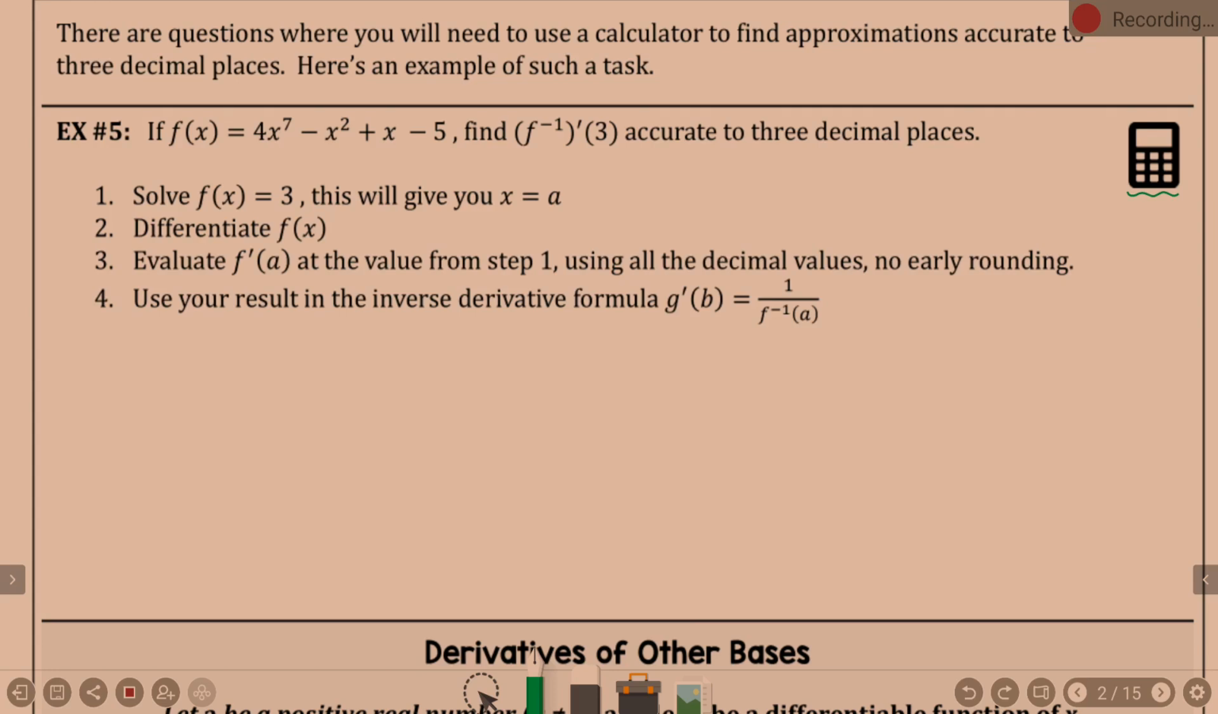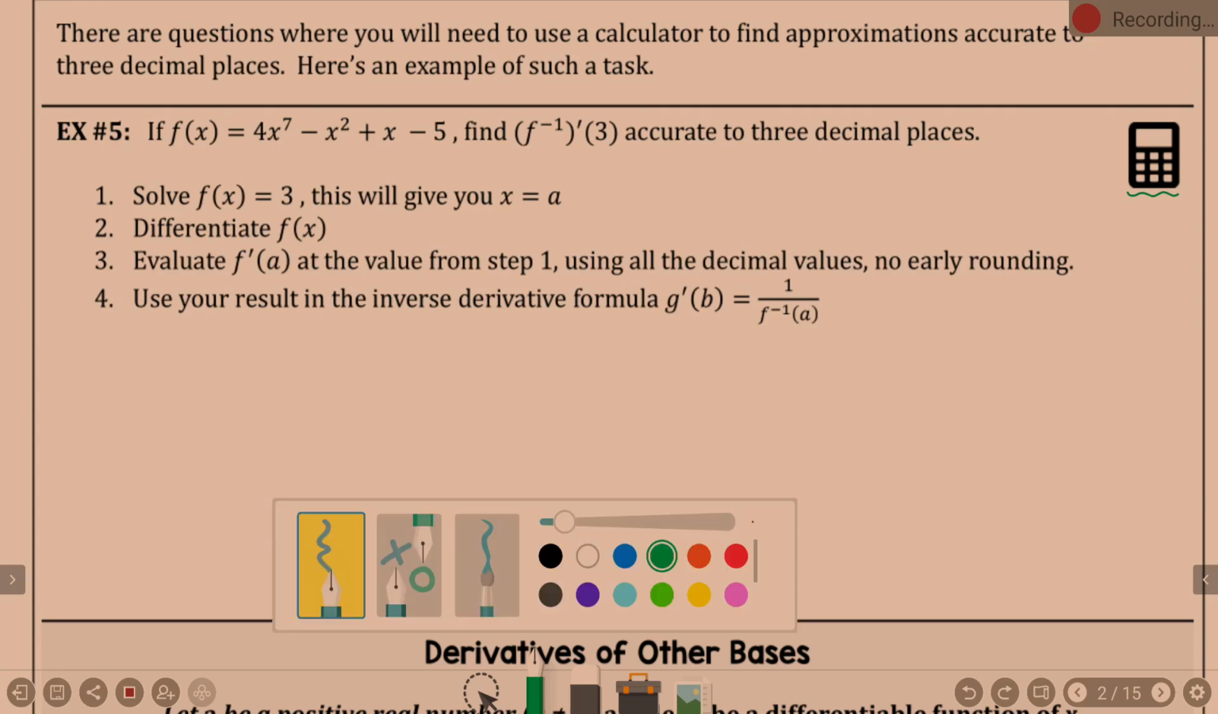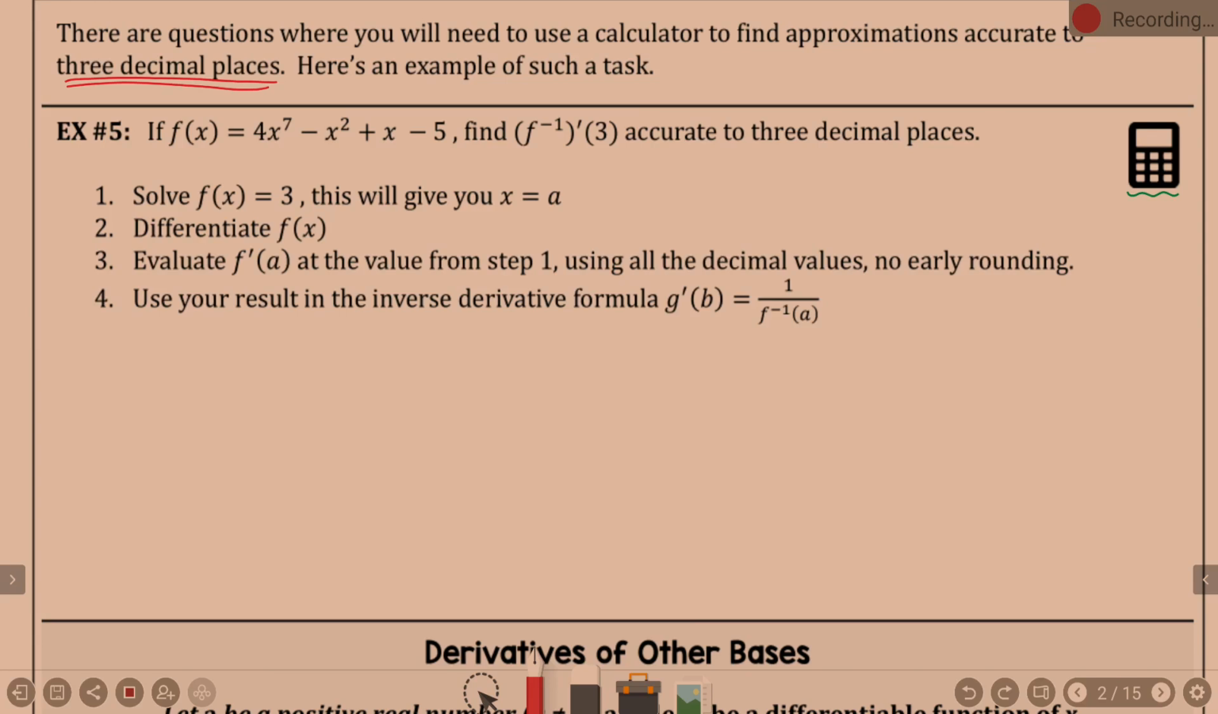There are questions where you'll need to use a calculator to find approximations accurate to 3 decimal places, and here's an example. Notice, why does it say 3 decimal places? Because that's the AP rule. AP rule is they are looking for 3 decimal places. Whether that is truncating, where you just chop off after the 3rd decimal, or proper rounding. So keep that in mind when they say 3 decimal places. It could be to truncate, or it could be proper rounding.